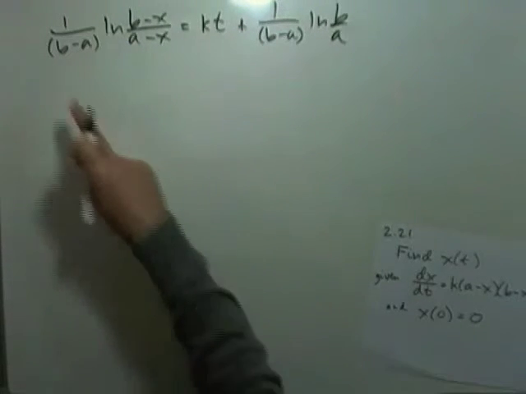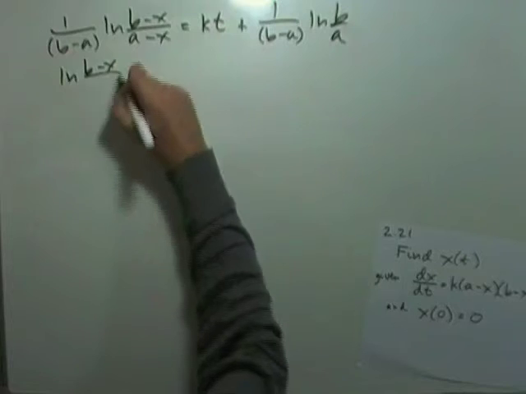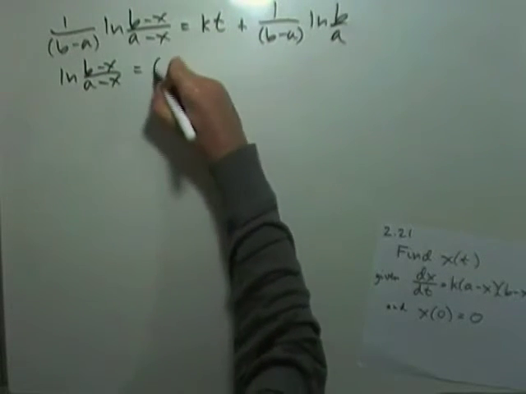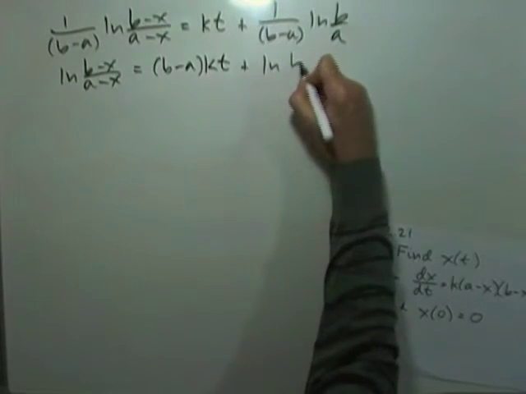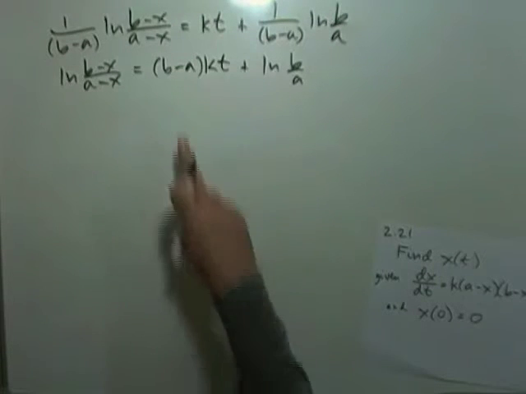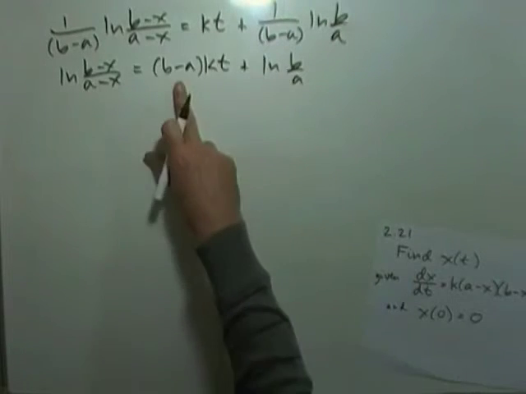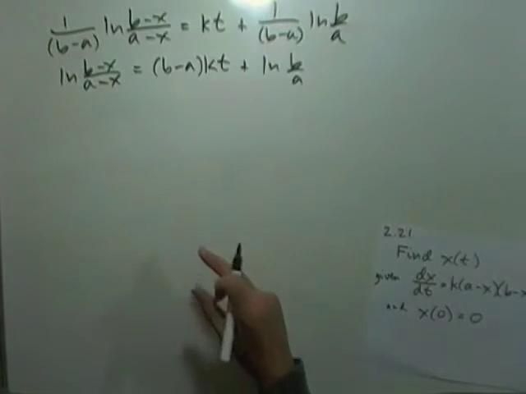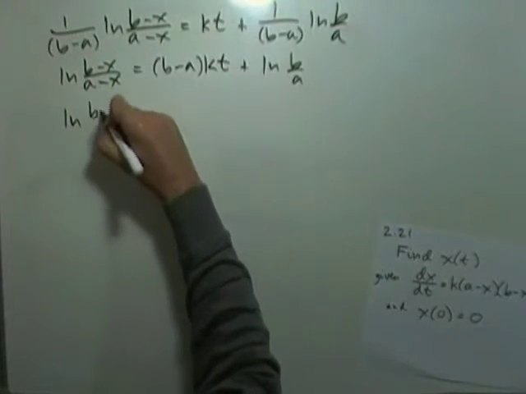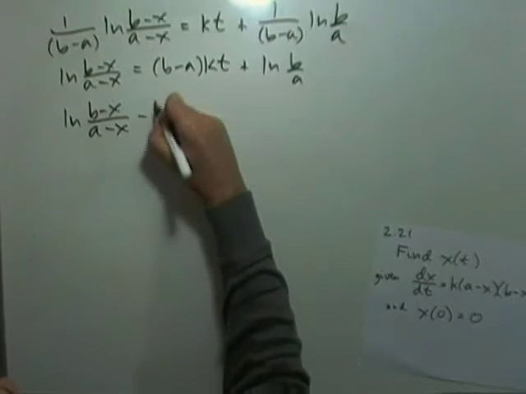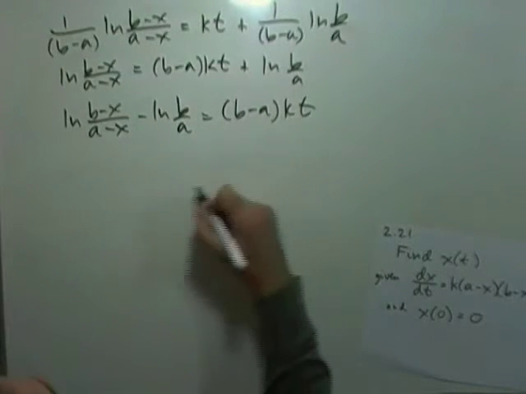And now I can knock out all of those, multiply them by b minus a. So I've got ln b minus x over a minus x equals, and it'll have to be b minus a kt plus ln b over a. Now I'm not going to try and change that b minus a into some constant c. I've already dealt with the constant. That's not just some arbitrary constant, those were the initial values. So I've got log minus log. I've got ln b minus x over a minus x minus ln b over a equals b minus a kt.